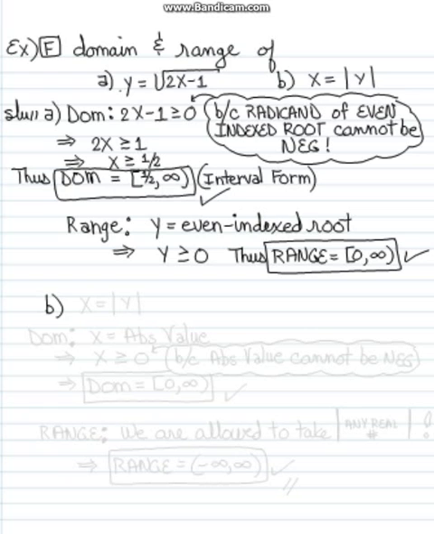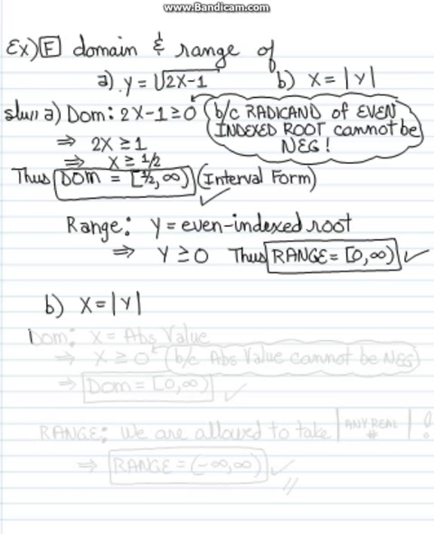Okay, let's look at part B. The equation was x equals the absolute value of y. Now think about what kind of restrictions we could have for the domain. What kind of restrictions will we have on x? Well, x is equal to an absolute value. What do we know about absolute values? They're always positive, or I should say they're never negative. They could be 0. That's the way we say absolute values are never negative. They're always greater than or equal to 0.